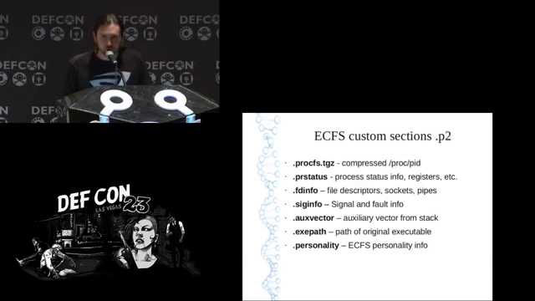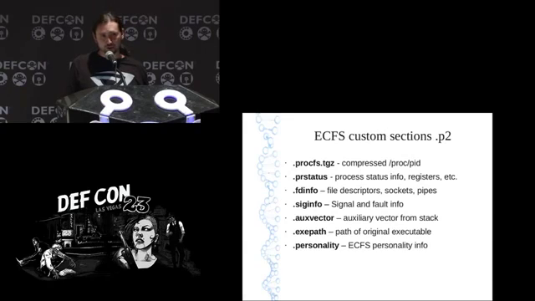Now, some people know that the /proc/pid directory has a lot of information about a running process. So when this ECFS snapshot is created, ECFS captures the /proc/pid directory, compresses it, and stores it in a section, procfs.tgz. Very nice to decompress and look at. PR status contains register information. FD info is nice because it retains all the file descriptor information, the offsets, the files, the socket information, IPC, all of that stuff about the process.